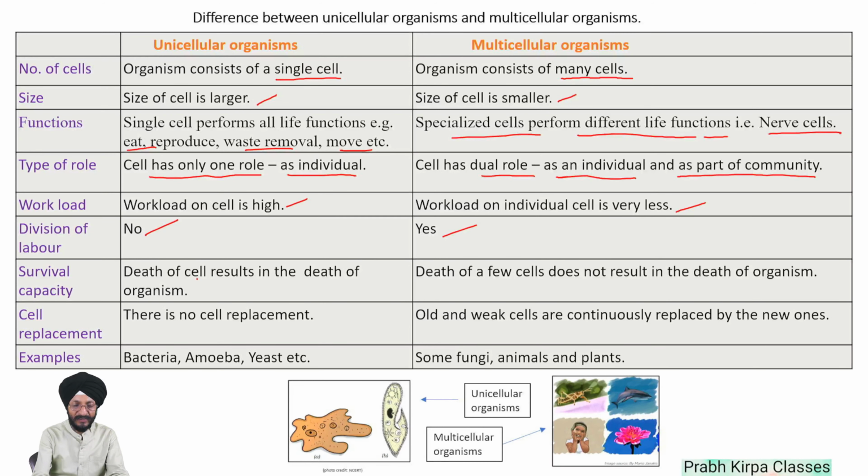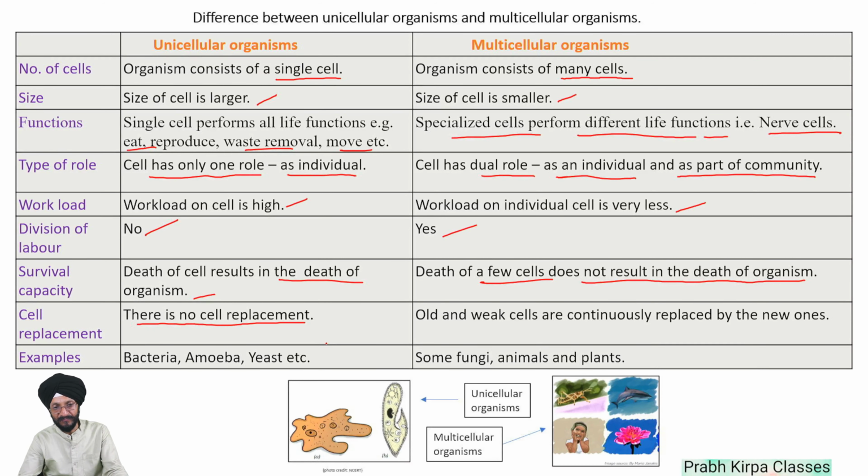Survival capacity. Death of the cell results in the death of the organism because there is a single cell in the case of a unicellular organism. In the case of multicellular organisms, as you know, there are a large number of cells. Death of a few cells does not result in the death of the organism. Cell replacement. There is no cell replacement in the case of unicellular organisms. In multicellular organisms, old and weak cells are continuously replaced by new ones.